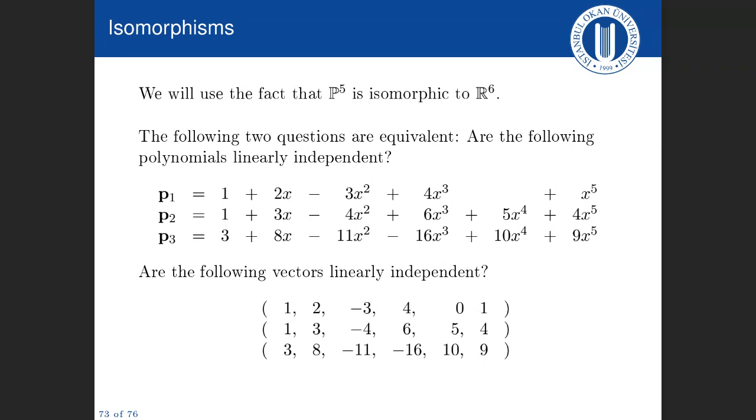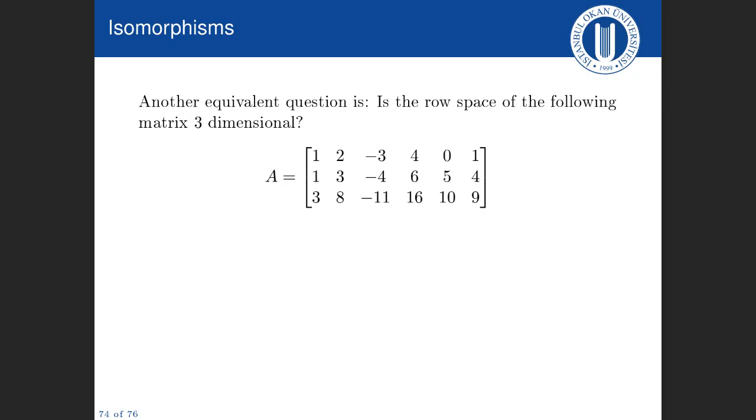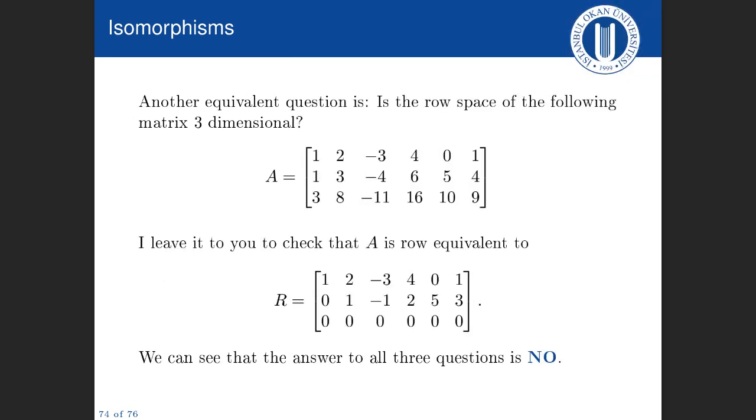And an equivalent question is, is the row space of the following matrix three-dimensional? Are the rows of this matrix linearly independent? I'm going to leave it for you to check that A is row equivalent to this one. And then we can see that the answer is no. There's only two pivots here. So the row space is two-dimensional. That means these three row vectors are not linearly independent. So therefore, the three polynomials are not linearly independent.